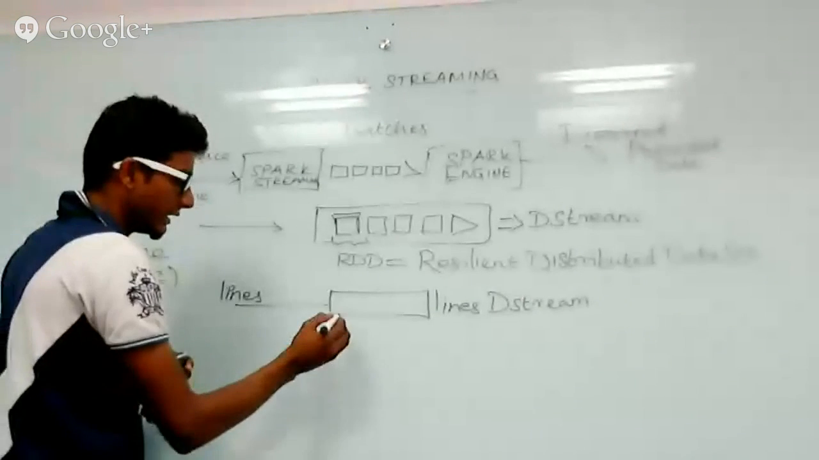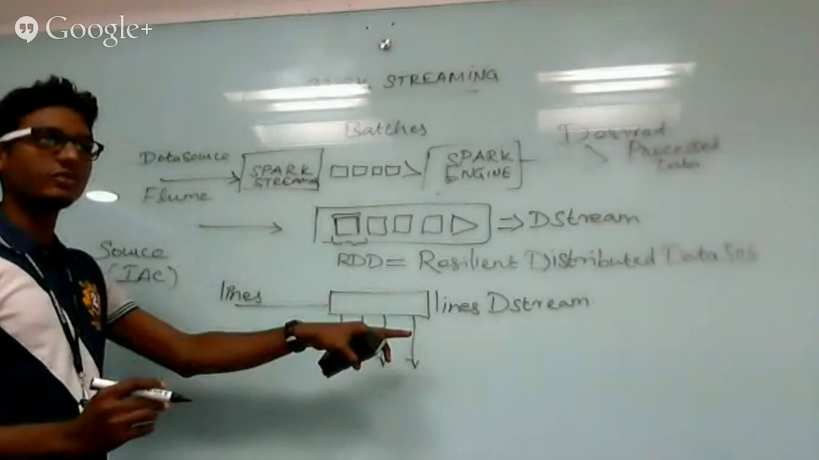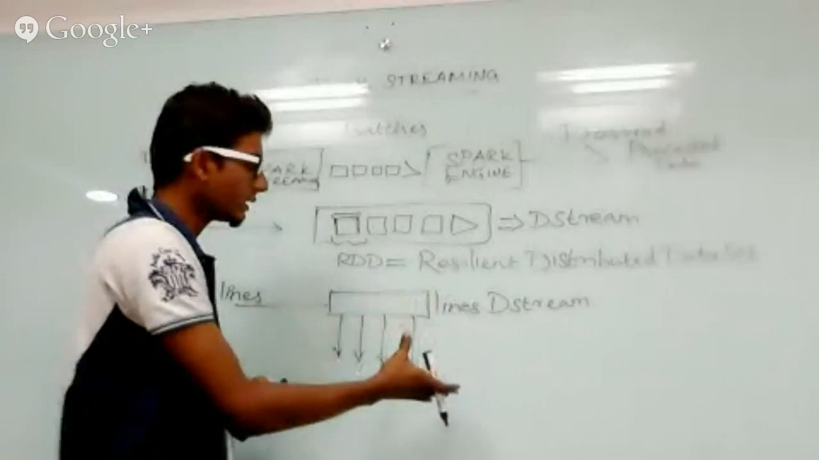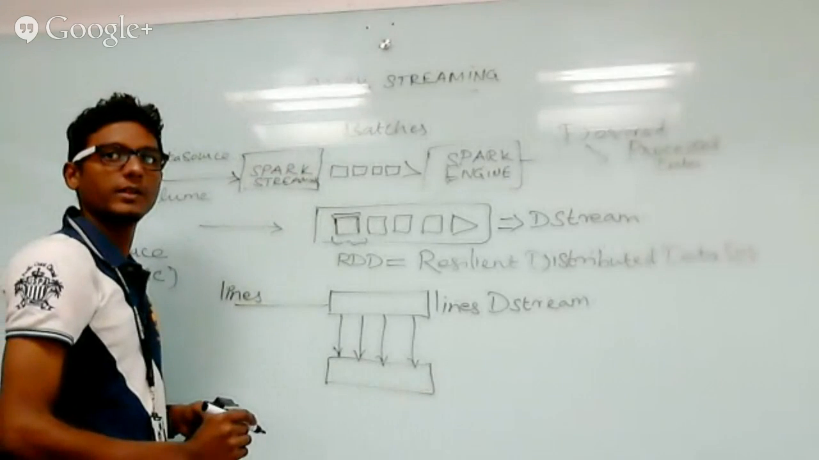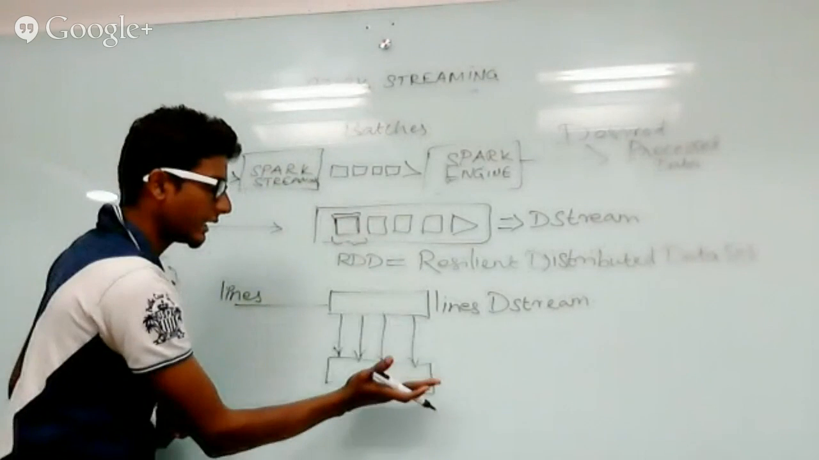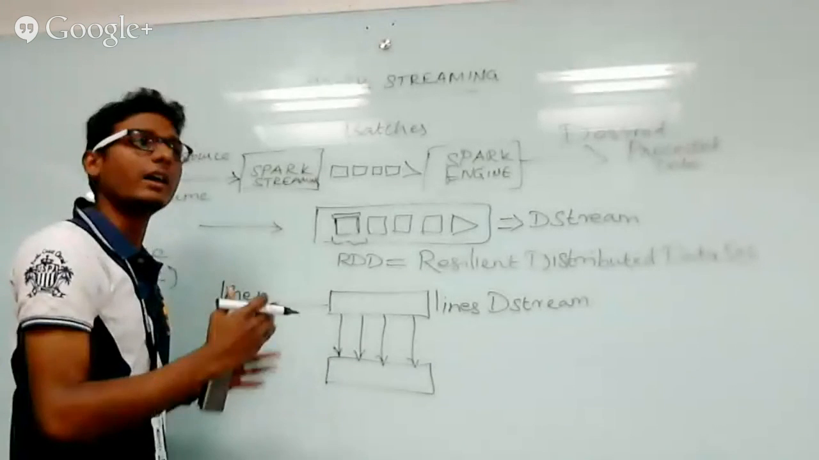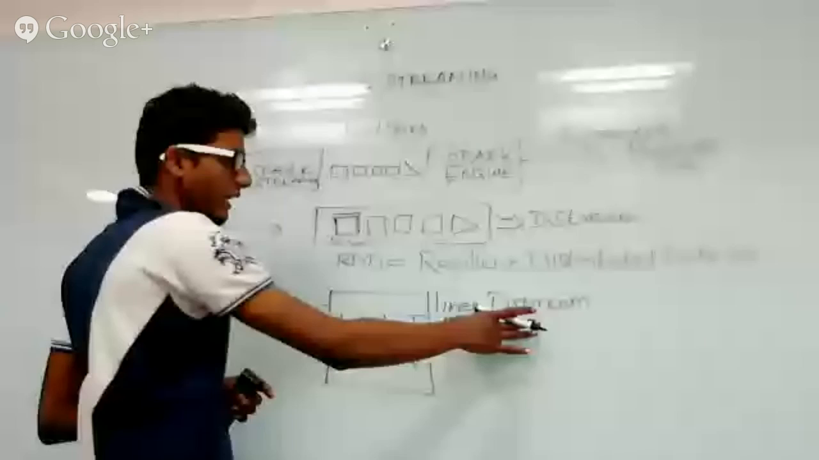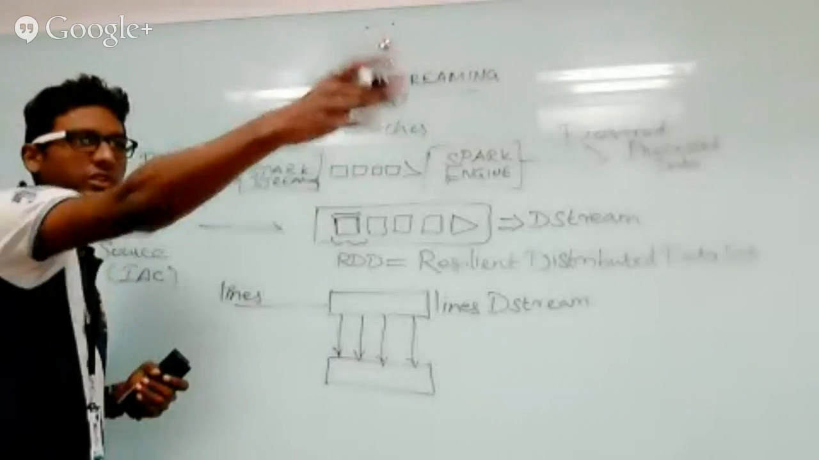There is a particular operation called transformation. Transformation is an operation done on a D stream in order to obtain another D stream. So you will be able to get subsequent D streams out of your original D stream. You will be calling multiple functions, with this D stream as the input. Let's see how it gets transformed. Just go to the next slide.